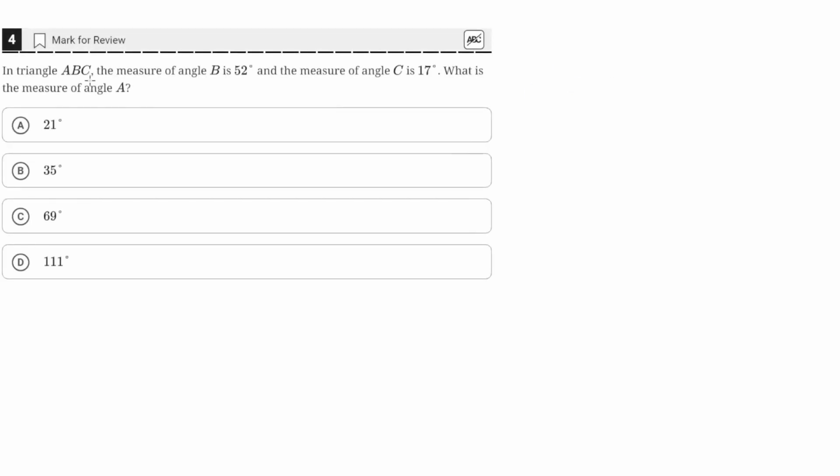In triangle ABC, the measure of angle B is 52 degrees. The measure of angle C is 17 degrees. What is the measure of angle A? Okay, so let's draw triangle ABC. Here, let's make this up here angle A, this angle B, and this angle C. So angle B is 52 degrees. Angle C is 17 degrees.